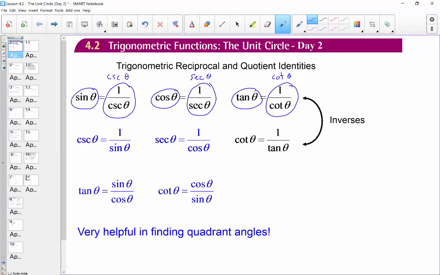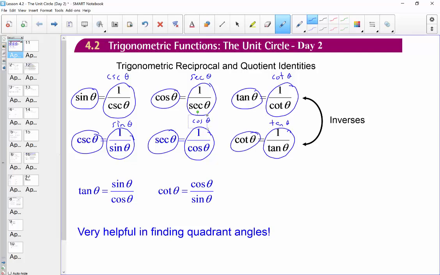Now we could do the same with the second row of functions. If we were given the sine of theta and took its inverse, 1 over the sine of theta, the result would be the cosecant of theta. If we were given the cosine of theta, we took its inverse, 1 over the cosine of theta, the result would be the secant of theta. And lastly, if we were given the tangent of theta, took its inverse, 1 over the tangent of theta, we would get the cotangent of theta.